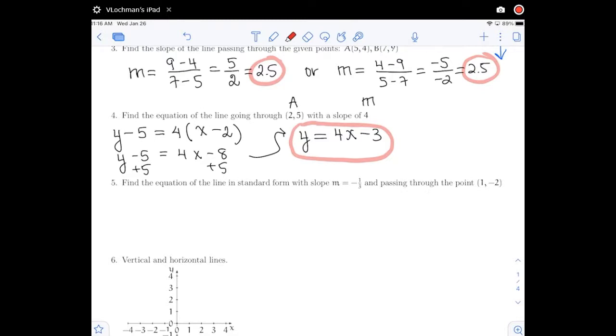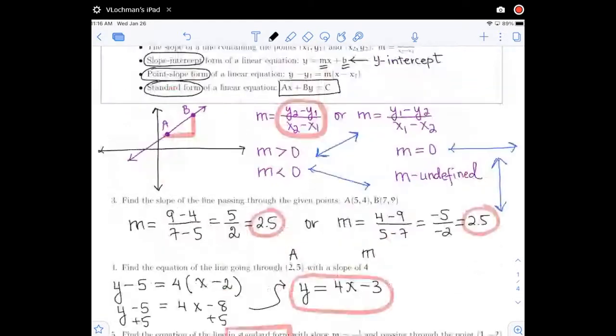This one says find the equation of the line in standard form. So I'm going to highlight what they want from us. Standard form. Slope is negative 1/3. Okay, and we have a point (1, negative 2). Okay, let's go ahead and do this problem.